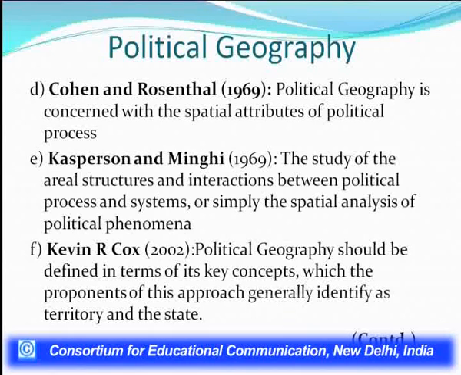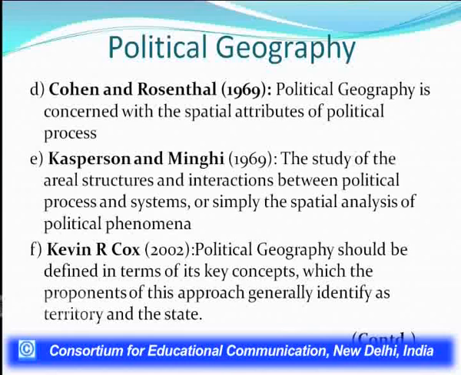Then we move to the definition of political geography in the 1960s. During this phase, we have a definition by Solby Cohen and Rosenthal, who argue that political geography is concerned with the spatial attributes of political processes. So the term space and the spatial attributes, the concept of space being the most important concept around which the field of geography has organized itself, becomes extremely important. And he looks at the spatial attributes of political processes.